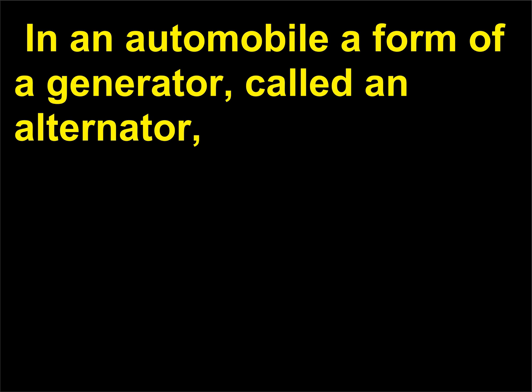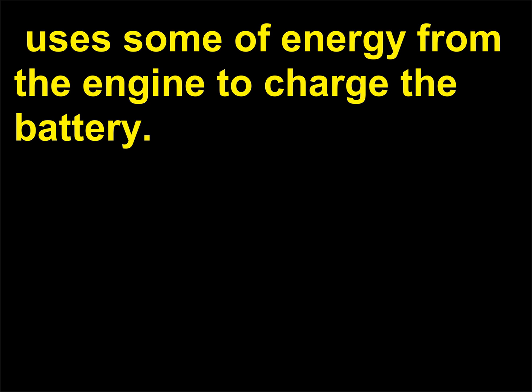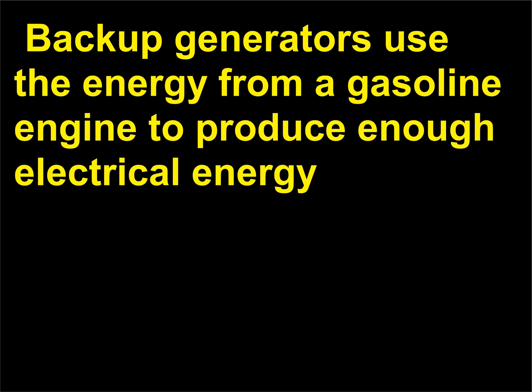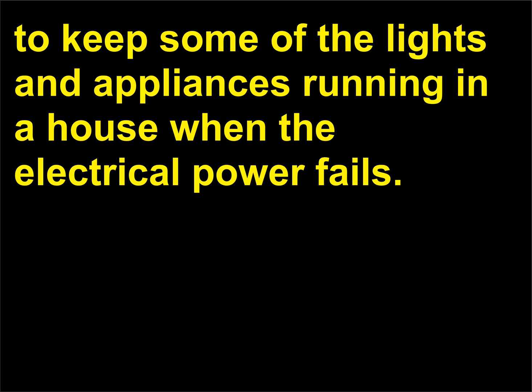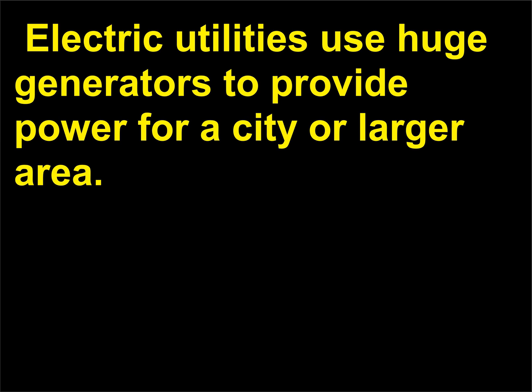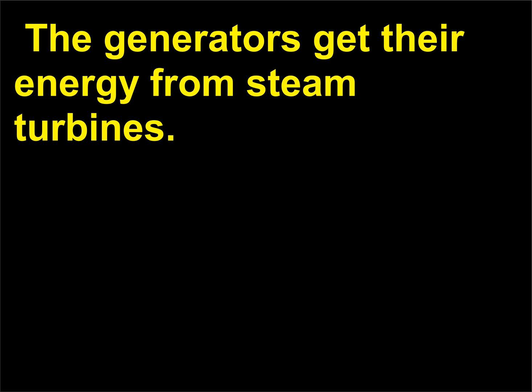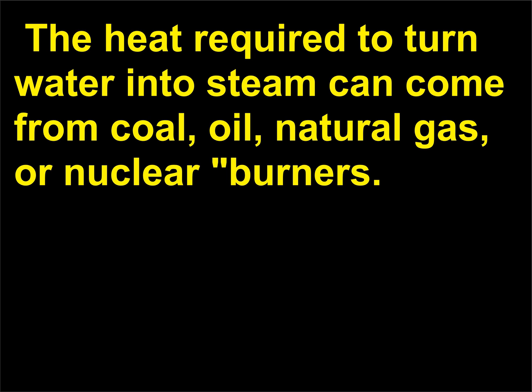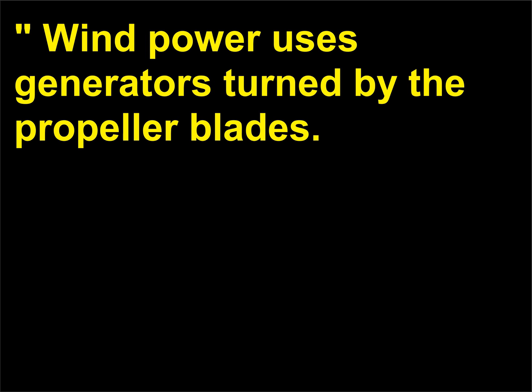In an automobile, a form of a generator, called an alternator, uses some of the energy from the engine to charge the battery. Backup generators use the energy from a gasoline engine to produce enough electrical energy to keep some of the lights and appliances running in a house when the electrical power fails. Electric utilities use huge generators to provide power for a city or larger area. The generators get their energy from steam turbines. The heat required to turn water into steam can come from coal, oil, natural gas, or nuclear burners. Wind power uses generators turned by the propeller blades.